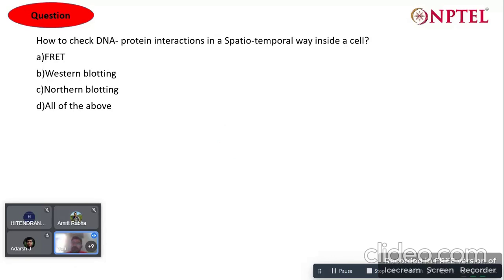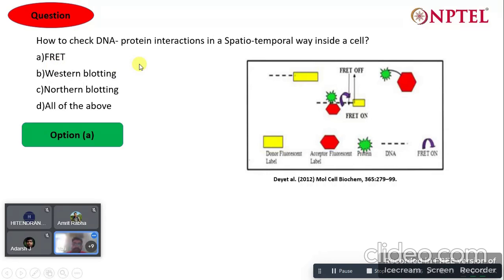Yes, so the answer is FRET, that is fluorescence resonance energy transfer. How this basically takes place is that we have a DNA molecule that is tagged with a fluorescent tag, and it excites at a wavelength lambda 1, suppose. Now if there is a protein that binds to this DNA, and it is also tagged with a dye that excites at a different wavelength.